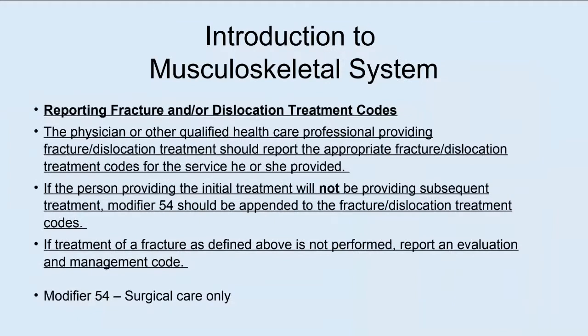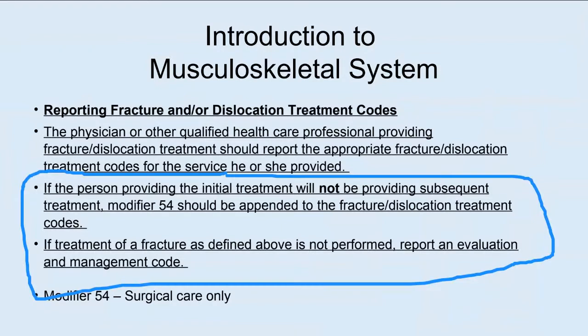So in the introduction, a separate heading was added for fracture and dislocation treatment codes. The provider can only report the services that he or she personally provided. Okay, that we know that. But it goes further than that. If the person providing the initial treatment will not be providing subsequent treatment, use the modifier 54. So they're doing the surgical part, but aren't going to be doing the follow-up part, the removal of the cast, for example. If treatment of a fracture as defined above is not performed, report an evaluation and management code.